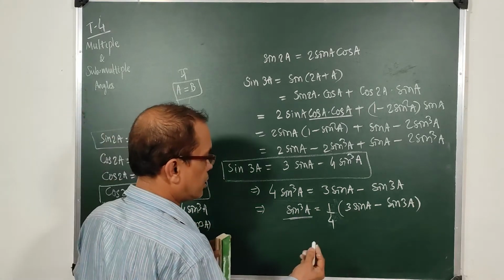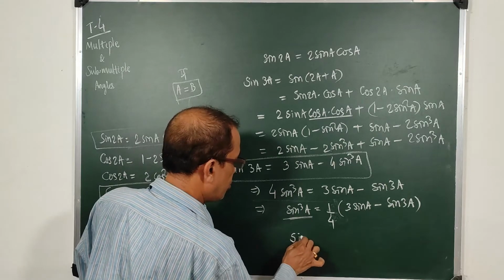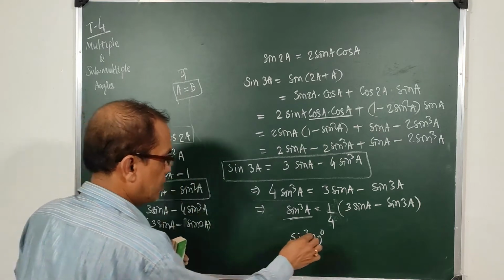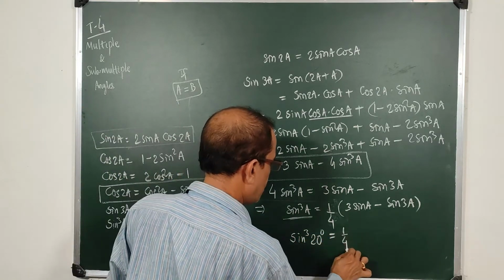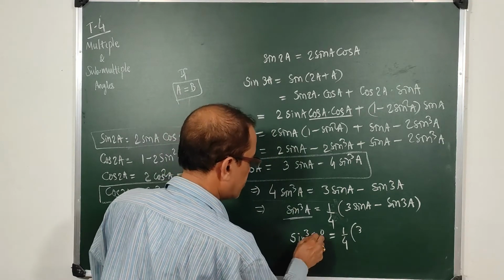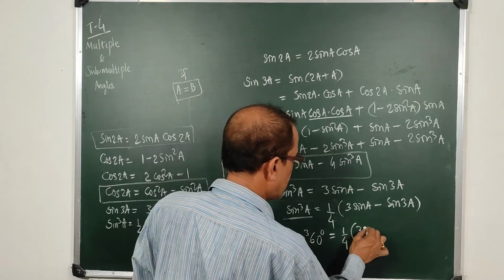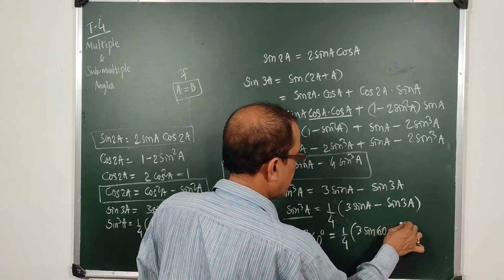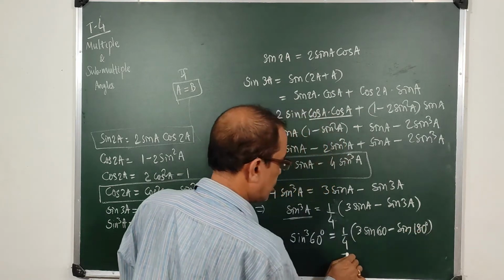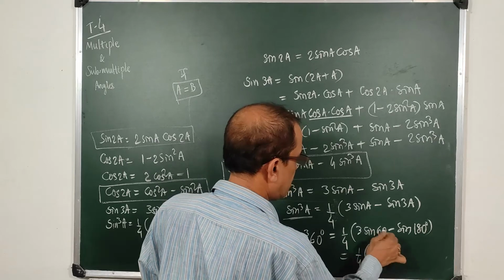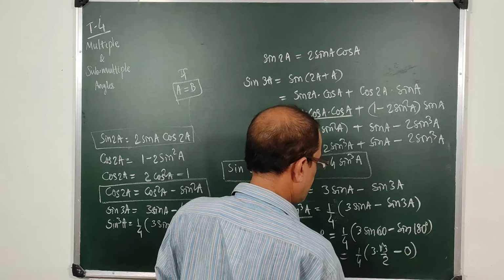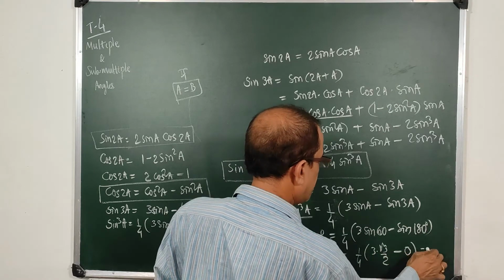That means, for example, what if you get sin cube 20 degree? Can you find the value of this? See, this will be 1/4 of, say, sin cube 60 degree. So 1/4 into 3 sin 60 degree minus sin 3 into 60, that is sin 180 degree. So that is 1/4 into 3 into √3/2 minus sin 180, which is 0. So you get 3√3 upon 8.